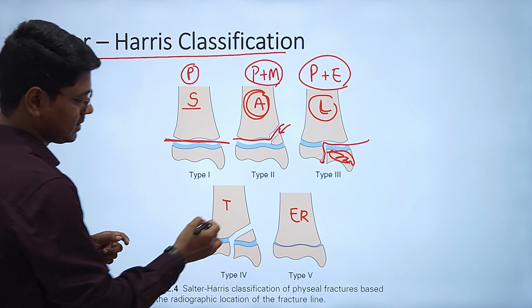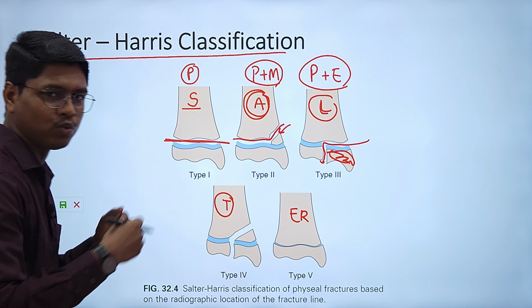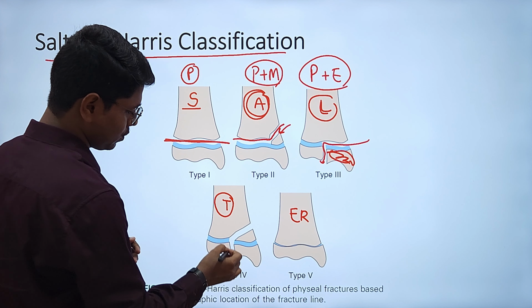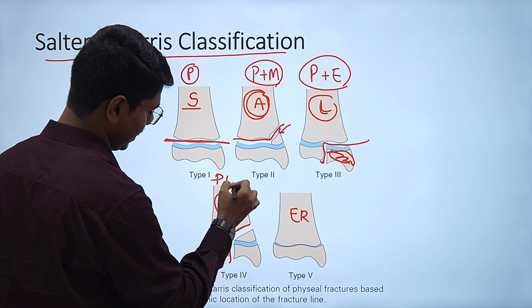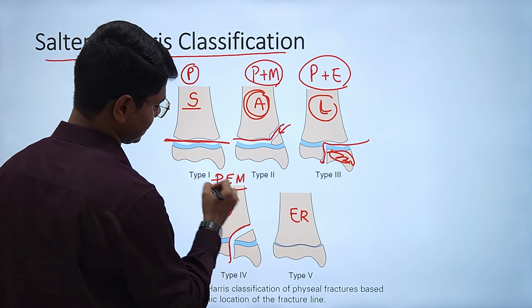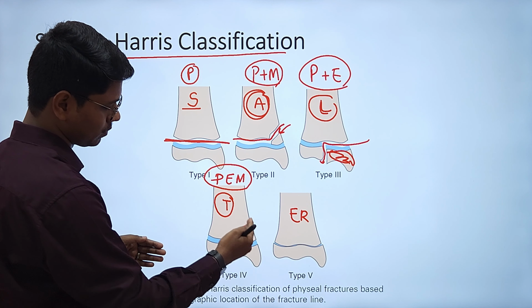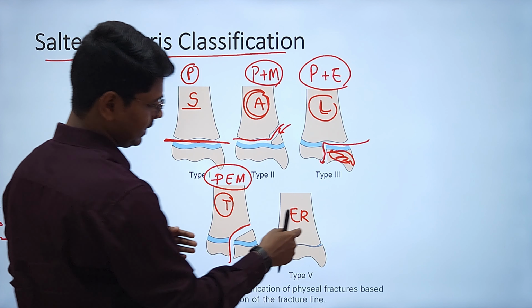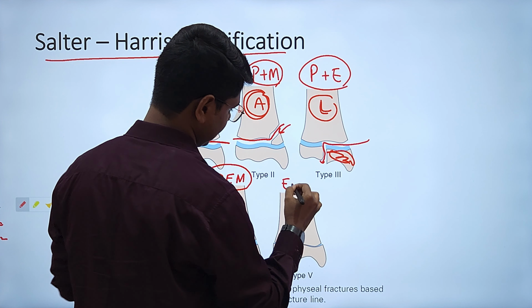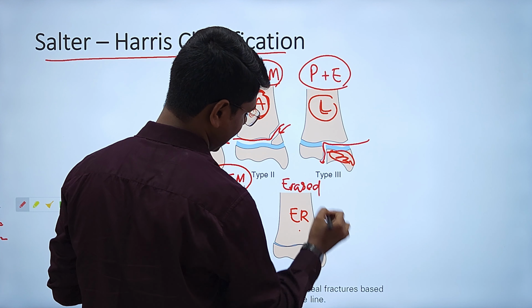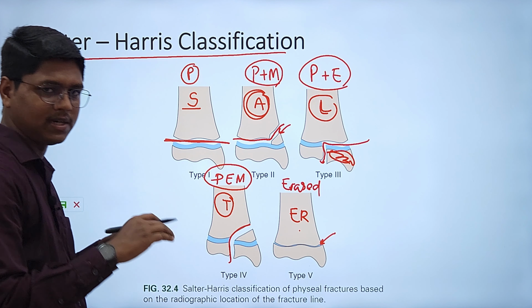Okay, next is T for through. This is through. Here we will find physis along with the epiphysis and metaphysis. This is through and through. T for through. ER for erase, completely erased. The physis is completely compressed, completely erased.